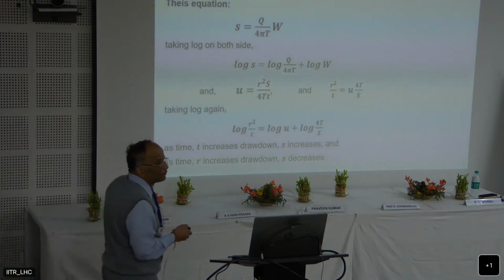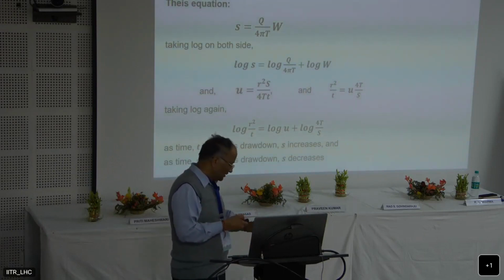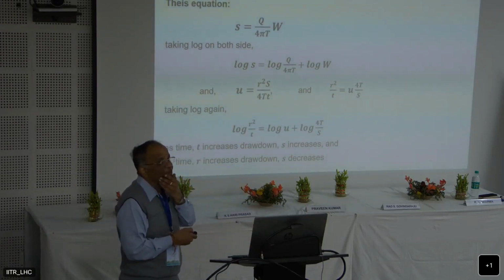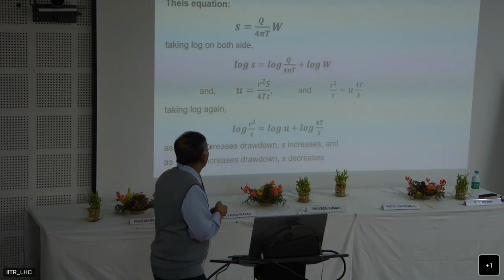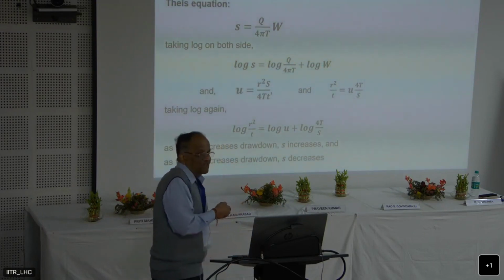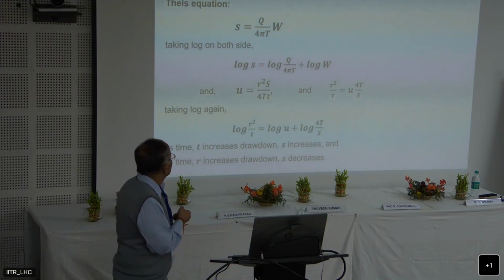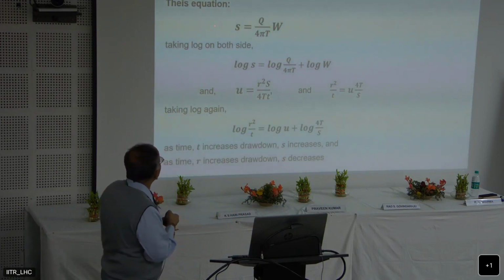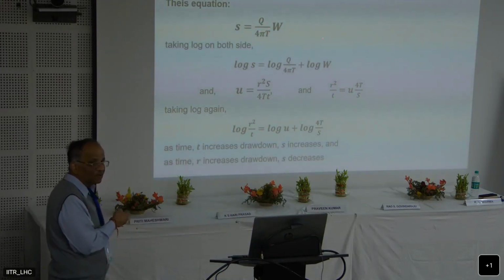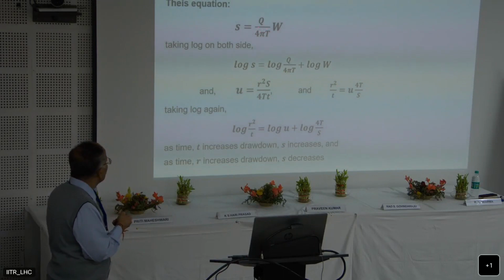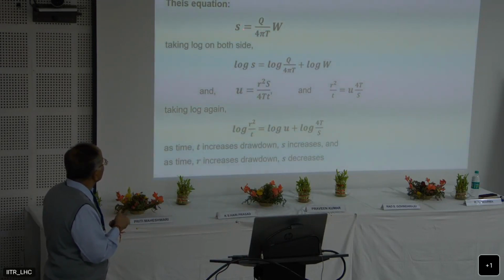Even though this Cooper-Jacob method is a very simple method to estimate the parameters S and T for a confined aquifer, usually we go for type curve analysis for finding out the parameters S and T. So we know that the Theis equation basically gives an unsteady state drawdown as a function of t and r, where s is equal to Q by 4 pi T into W, where W is the well function.